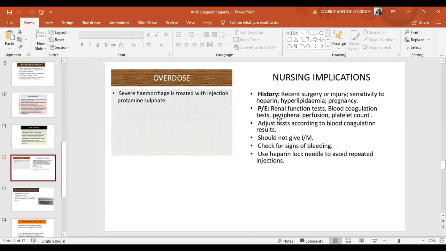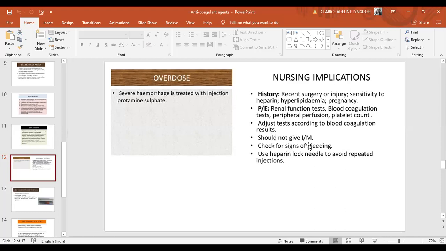Then we have to perform the tests. We can do the liver function test, kidney function test, blood coagulation test, the peripheral perfusion, and the platelet count. So we can do the CBC test. Then adjust the dose according to the blood coagulation result.